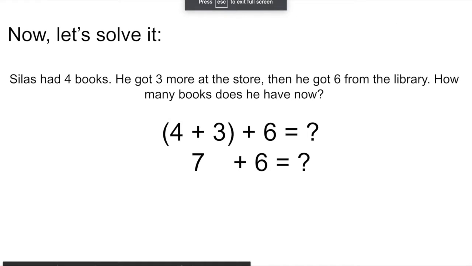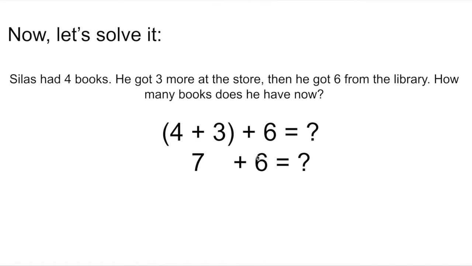Okay, so now let's solve it. I'm going to stack my equations up on my paper so that the answer to the 4 plus 3 in the parentheses goes right underneath it. 4 plus 3 is 7. Then I just drop the rest of the equation down to be on the same line with it. My new equation is 7 plus 6 equals our answer, how many books he has now. Now all I have to do is add 7 plus 6, and it gives me 13.